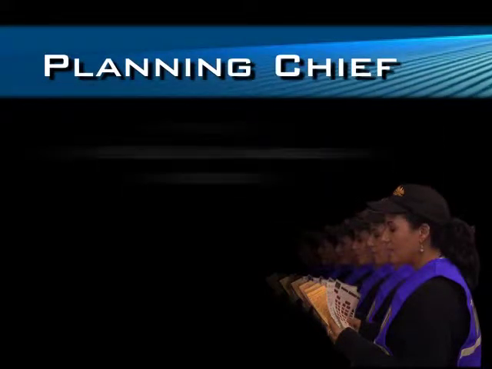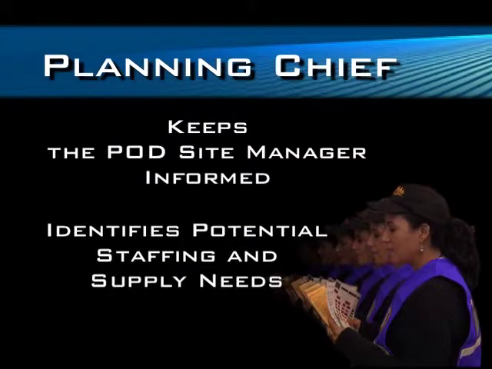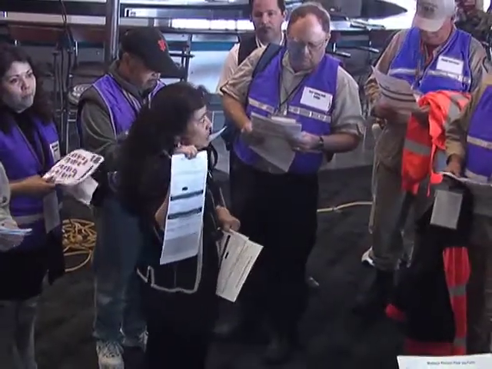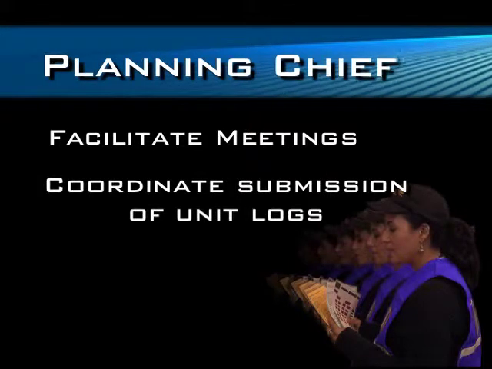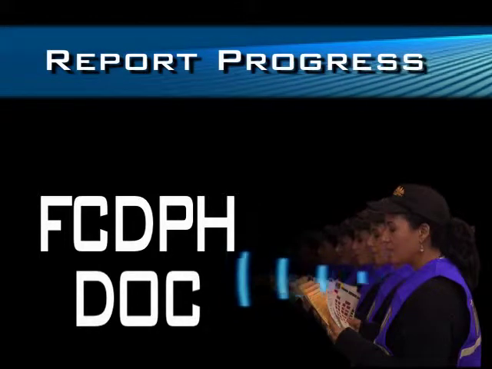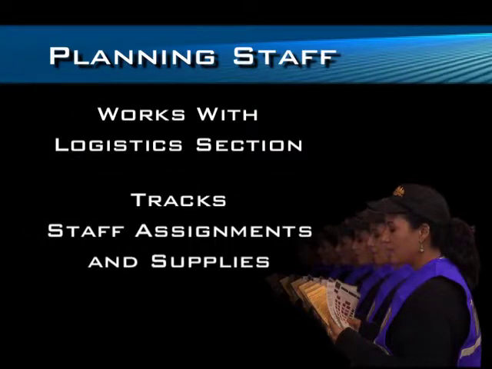The planning section chief keeps the pod site manager informed about how the pod is doing and identifies potential staffing and supply concerns. Regular meetings should occur in the pod to share status updates. The planning section chief should serve as the facilitator and coordinate the meetings and submission of unit logs. At regularly scheduled times, often shift changes, the planning section chief provides regular reports to the Fresno County Department of Public Health DOC.